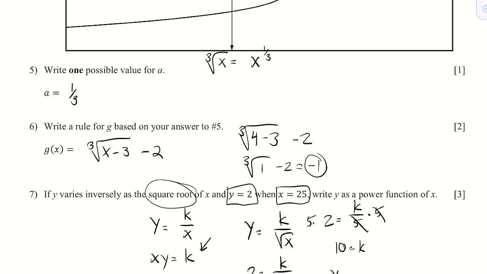I can write this as y equals 10 over the square root of x, or I can also write this as y is equal to 10x to the negative 1/2, which I'm guessing is the form that they wanted because they want it as a power function. So a power function means that we have some type of constant, we have our variable, and then it's raised to some type of exponent.